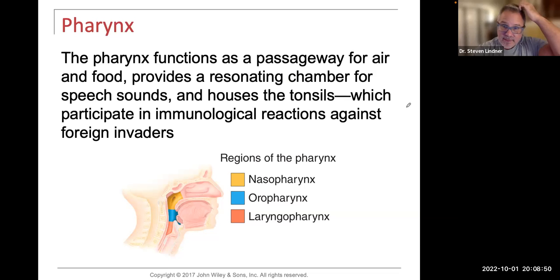The pharynx is the passageway for air and food. It provides the resonating chamber for speech sound, and it houses our tonsils, which participate in the immunological reactions against any type of foreign invaders. Again, color-coded: nasopharynx, oropharynx, and laryngopharynx.